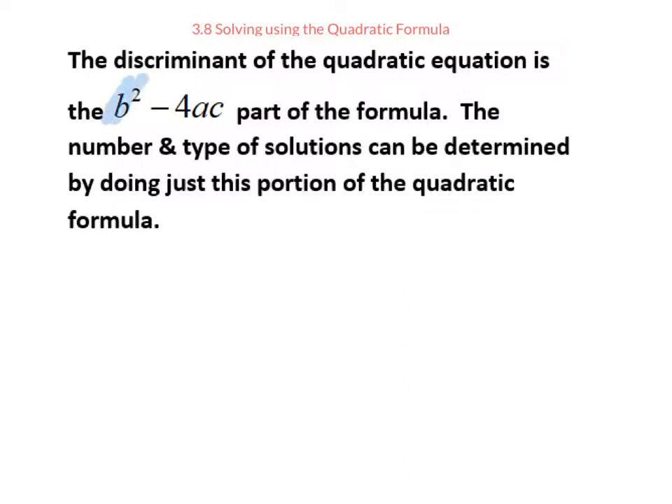Now, do you recognize this little guy, b squared minus 4ac? That's the part that's in the square root, and it's known as the discriminant. It discriminates, or makes a decision for us. What it does is tell us the number of solutions and the type of those solutions. So there's something very important about this, and let's show you how it does that for us.